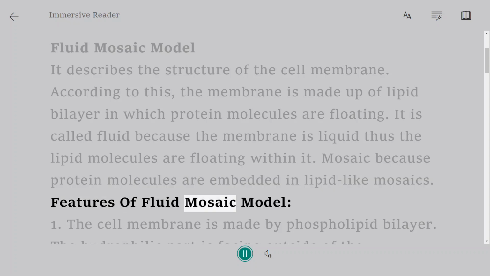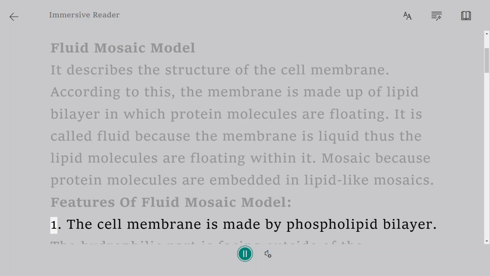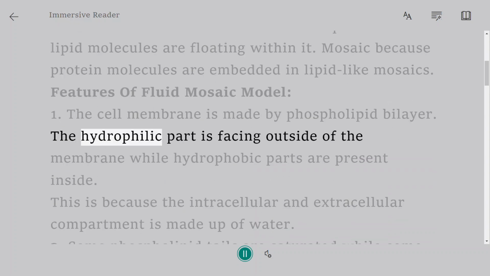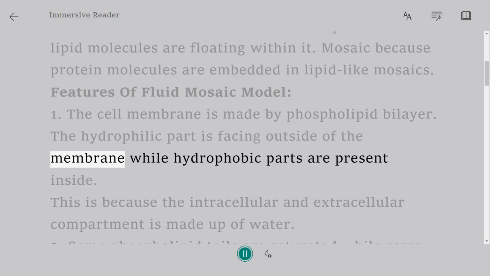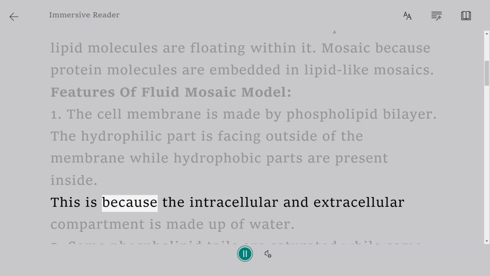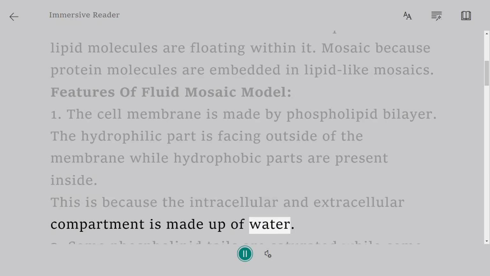Features of the fluid mosaic model. 1. The cell membrane is made by a phospholipid bilayer. The hydrophilic part is facing outside of the membrane while hydrophobic parts are present inside. This is because the intracellular and extracellular compartments are made up of water.